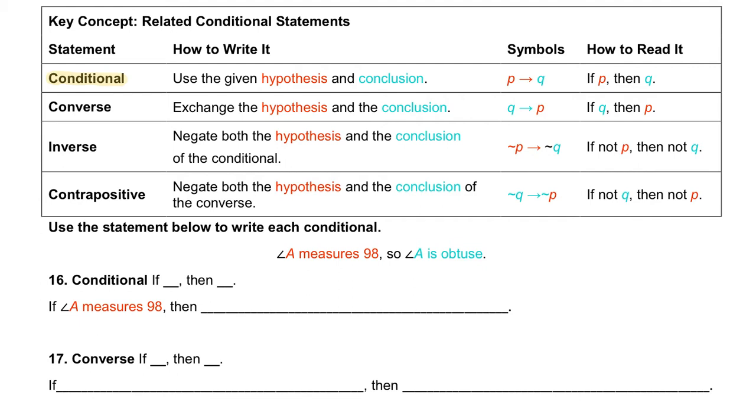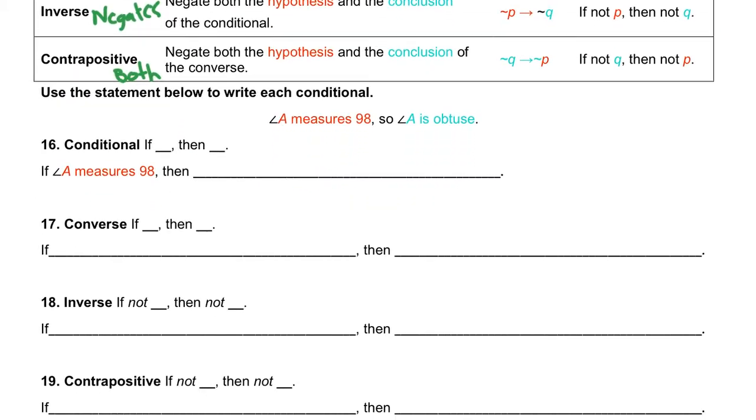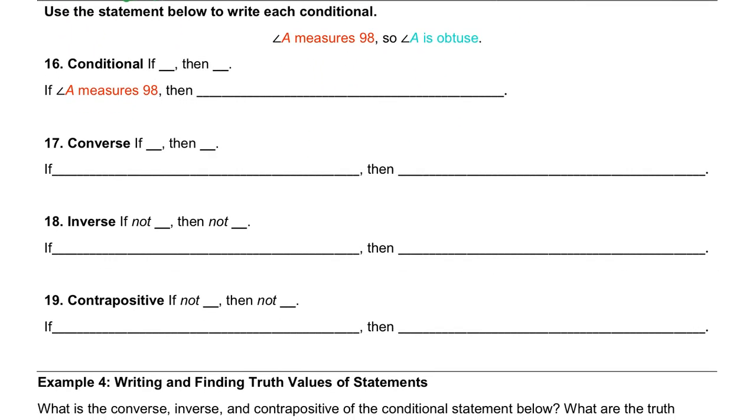And then a contrapositive is a combination of the converse and the inverse. It switches the hypothesis and conclusion, and it negates both. So the converse swaps hypothesis and conclusion. Inverse negates them. Contrapositive does both. So we're going to get some practice doing this, writing conditional statements, and then writing their converse, inverse, and contrapositive.